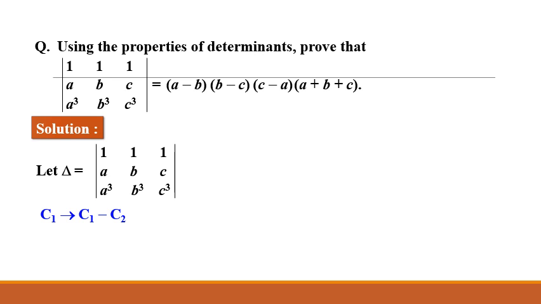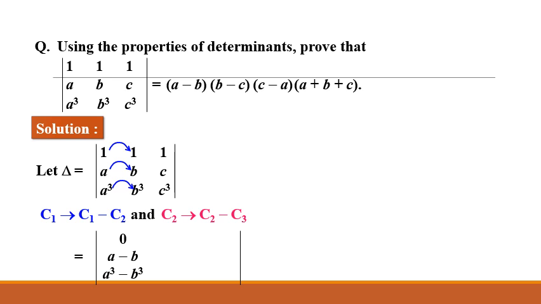The first operation will be C1 implies C1 minus C2. So C1 minus C2: first element minus first element, 1 minus 1, will be 0. Next, second element minus second element, we get a minus b, and third element minus third element, we get a cube minus b cube.